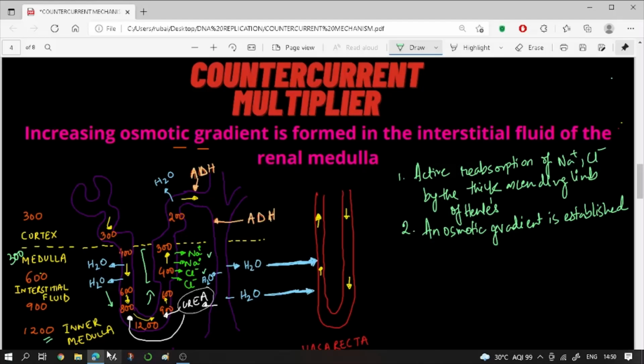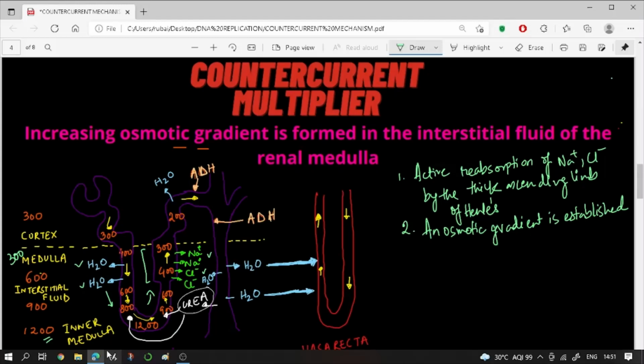Now pay attention to the descending limb of Henle's loop. It is very much permeable to water. So you can see the water being reabsorbed by the descending limb of Henle's loop. But it is completely impermeable to solutes except urea. It can reabsorb urea, but it is impermeable to solutes other than urea.